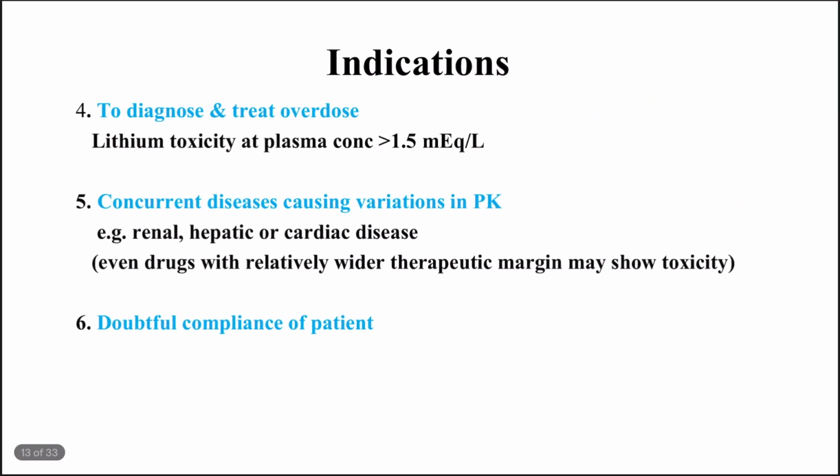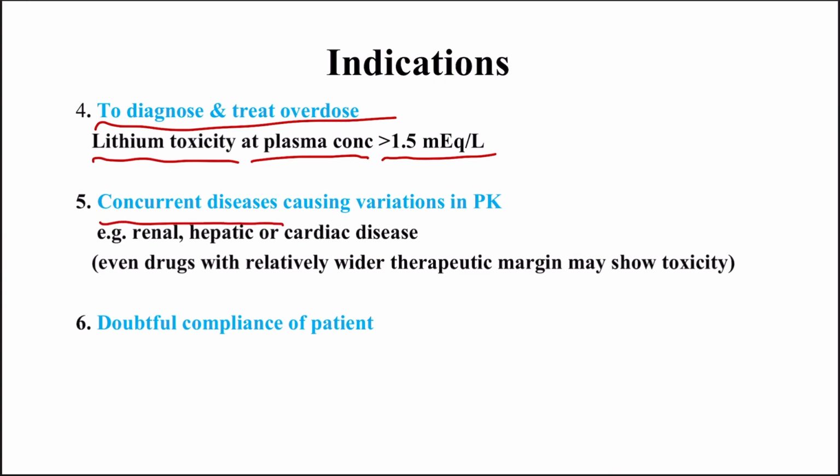Next, to diagnose and treat overdose, as I have already mentioned, lithium toxicity at plasma concentration more than 1.5 milliequivalent per liter. In that case we need to manage the toxicity. Then in case the individual has concurrent diseases which are going to affect the pharmacokinetics of the drug, for example different renal, hepatic, or cardiac disease, because these will totally affect the pharmacokinetics of the drug, leading to adverse effects or even therapeutic failure.